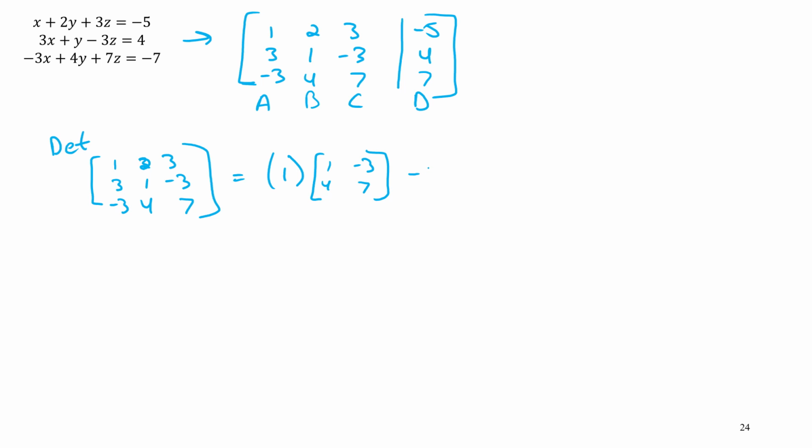Minus, if we look at column 2, we would get rid of the 1 and the 4, and then the 1 and the 3. So we'll have the small matrix of 3, -3, -3, 7. Plus, when we look at the 3, we would get rid of row 1 and column 3. So we'll have the small matrix of 3, -3, 1, 4.